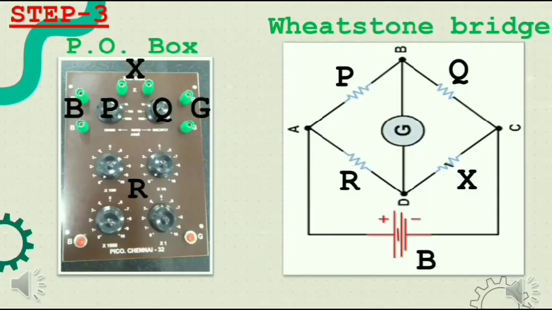To find the unknown resistance of the coil, adjust the dials of the PO box. The PO box works on the Wheatstone bridge principle, hence there are four resistances present, namely P, Q, R and X. For P and Q, separate dials are present in which we can adjust the resistance to 10, 100, 1000. To represent R, there are four dials, in each of which we can adjust the resistance in multiples of 1, 10, 100, 1000.